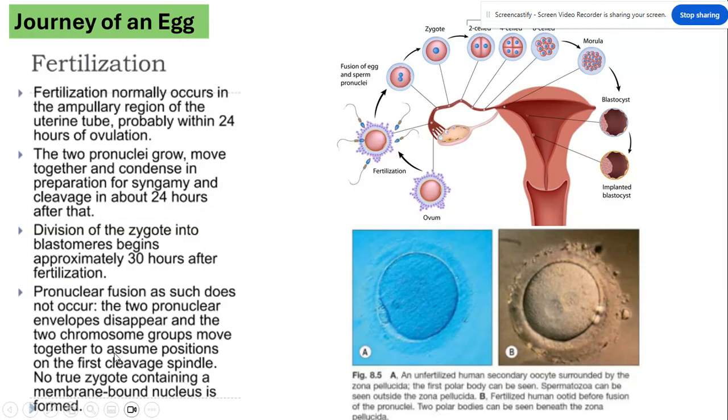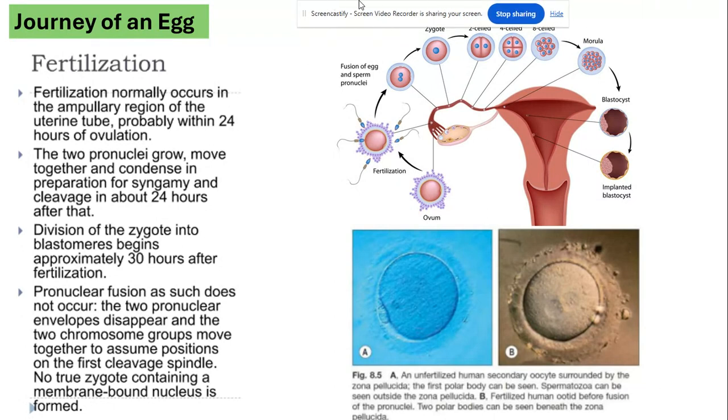Now we have chromosomes, we actually have genes coming up. On the first cleavage spindle, no true zygote containing a membrane-bound nucleus is formed. First, we have an ovum, we have fertilization, the acrosomal reaction. We have fusion of the plasma membrane here, fusion of egg and sperm. Pronuclei, we have two, as you can see. It's not just one, it's two, and the two fuse and they form a zygote.